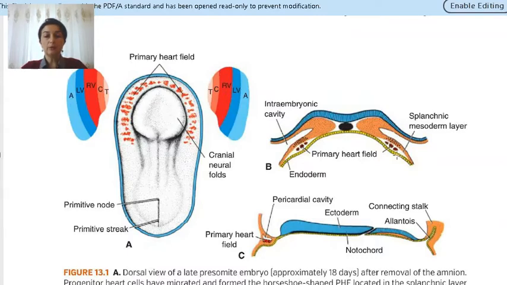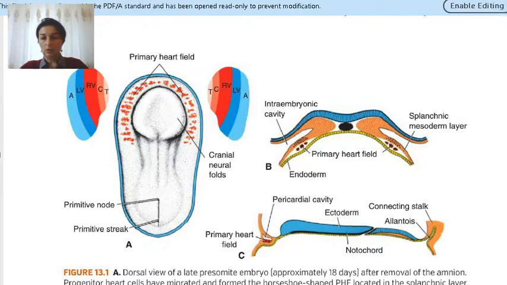Then under it we have mesenchymal cells that will coalesce and form endocardial tubes. These endocardial tubes will be surrounded by the myoepicardial plate that arises from the visceral layer of the lateral mesoderm. The primary heart field is initially located in front of the oropharyngeal membrane, as we see here. So it is located in the anterior-most region to this oropharyngeal membrane.